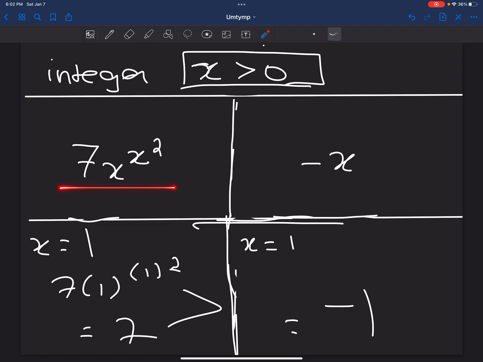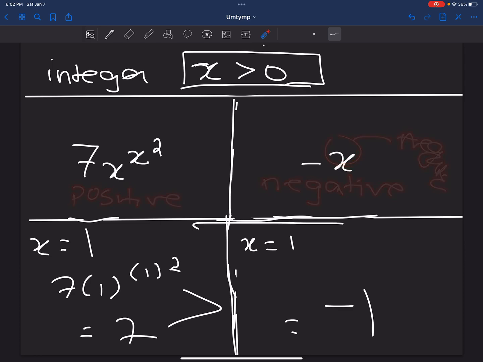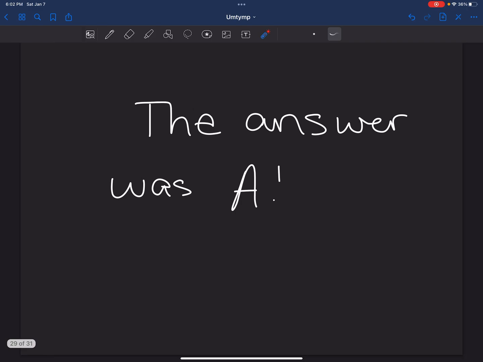So, since x is a positive integer, it can technically never ever be negative. It always has to be positive. This thing will always be positive, and this thing will always be negative, because unless x is a negative value, this will be positive, but it's not. It's always a positive integer, so this will always be negative. It will always be positive. So a is greater.